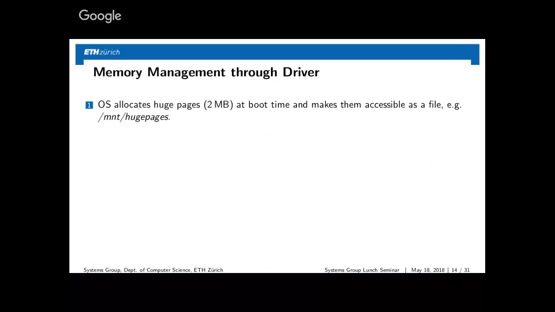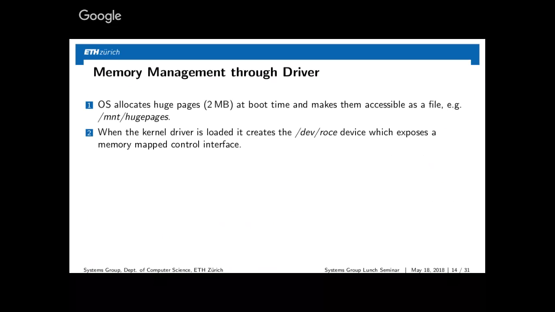So what we do now is essentially we tell the operating system to reserve this memory at boot time. So in our case, it will reserve 32 gigabytes of huge pages at boot time and expose them as a file, for instance, like hugepages. This could be the file. And then we also have a kernel driver, which we expose as /dev/roce. And this kernel driver exposes a memory mapped interface to then control the card.